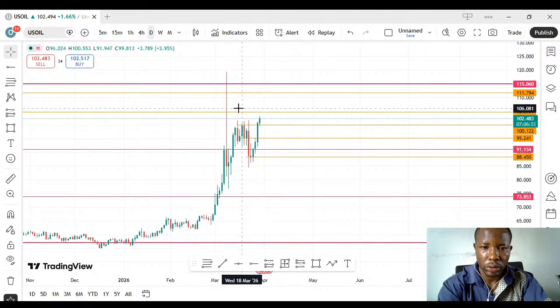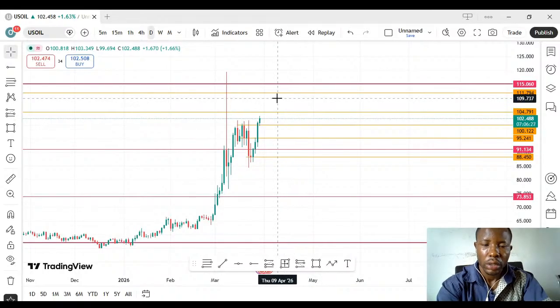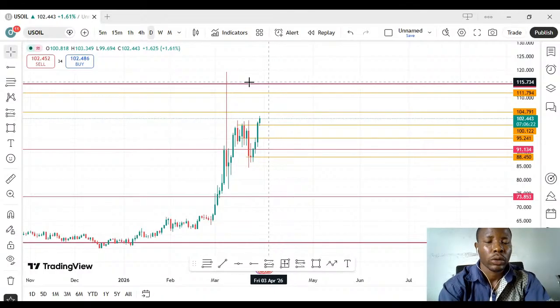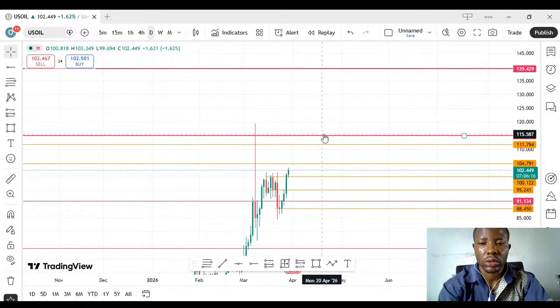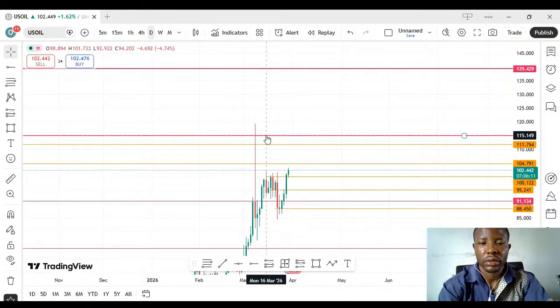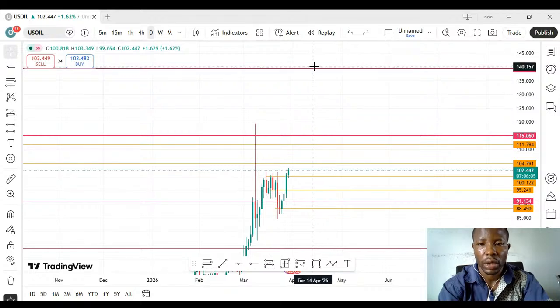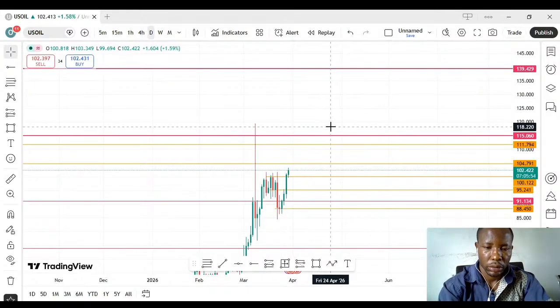But we can already know that with this series of areas and targets, we will have pullbacks, and we will continue the fire. Possibly, if we exhaust and take out 115 per barrel, we are firing all the way to $140 per barrel. That's another random number. So this should be 140 per barrel.